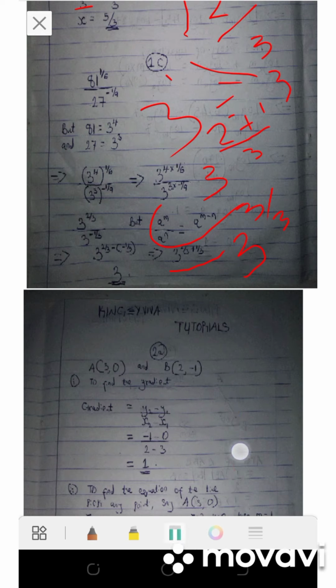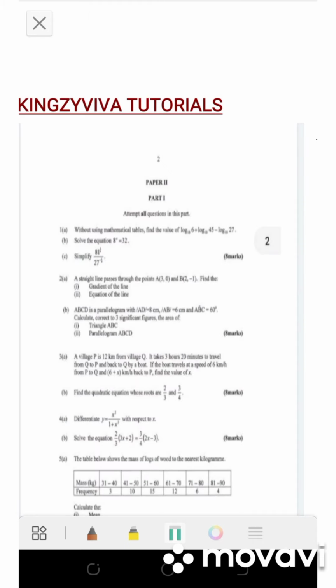Okay. The next one is question 2. Question 2 has to do with gradient of lines. A straight line passes through the points A (3, 0) and B (2, minus 1). So find the line's gradient and the line's equation.